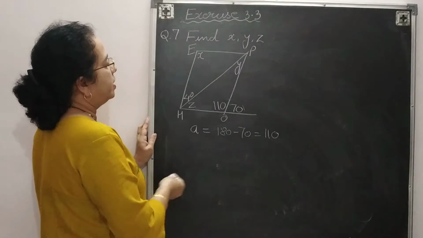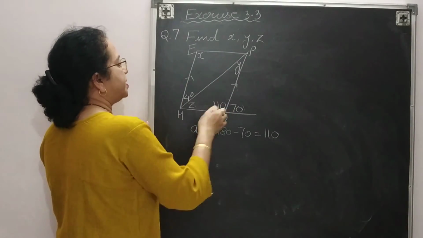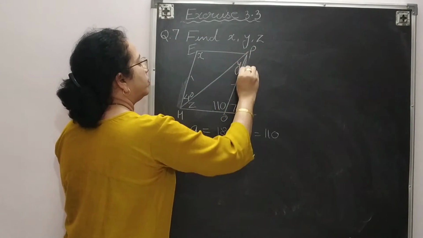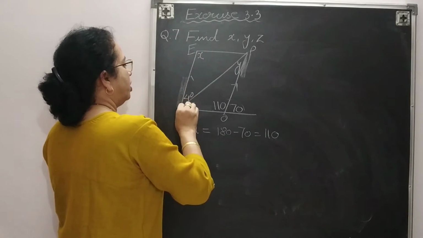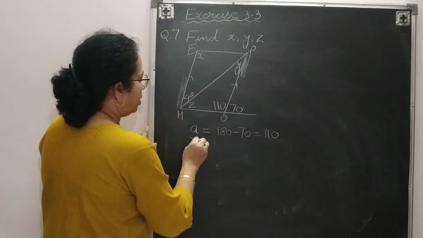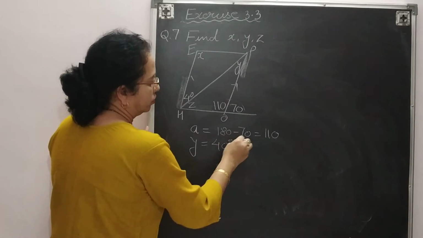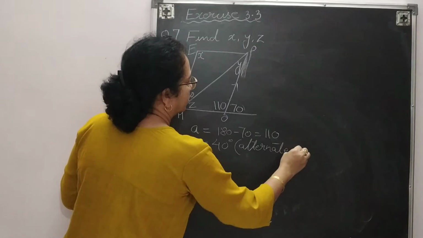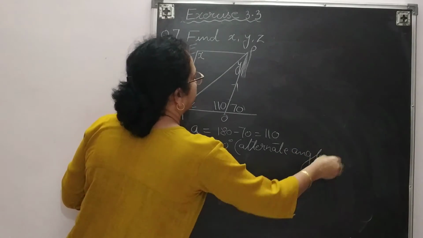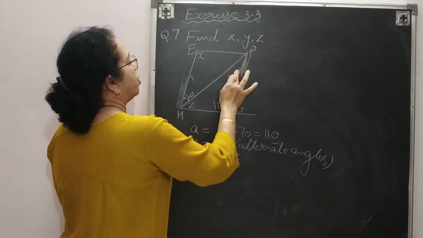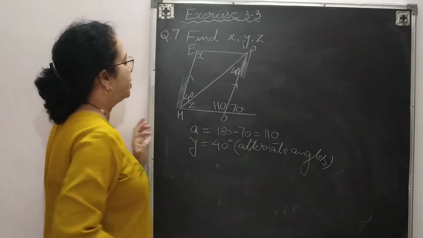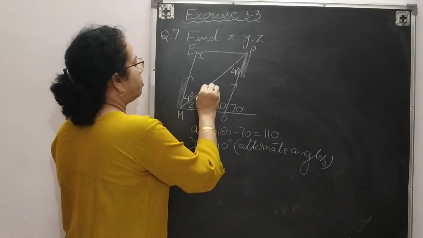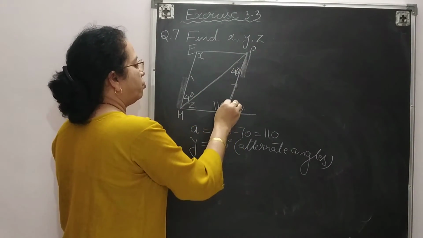Okay. Again, since this is a parallelogram, these two sides are parallel. Again, you can see here one Z shape. What does it mean? Value of y will be 40 degree. The reason is alternate angles. So this y we got 40 degree. How can you find out z now? You can use angle sum property in a triangle and you can find out z.